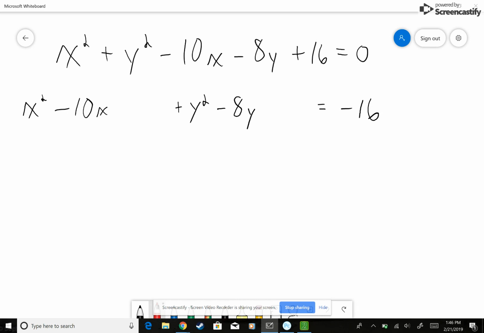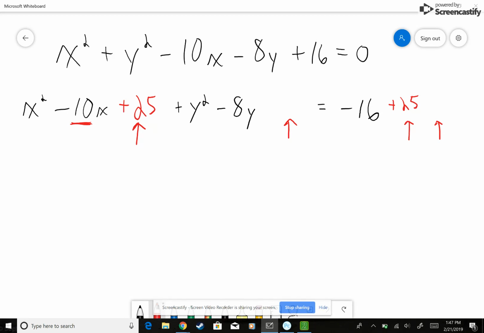Next, we need to figure out a number to enter in this empty space and this empty space that we also will add to the right-hand side. The way you're going to do that is this. You're going to look at the coefficient of this x term. It's a negative 10. We're going to cut that in half and then square that value. So negative 10, if we cut in half, is negative 5. Square that is positive 25, which we'll put in that empty space. But then to keep the equation balanced, we have to also add to the right-hand side.